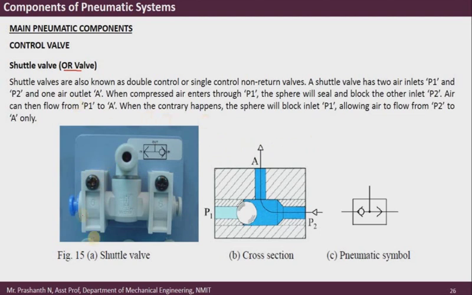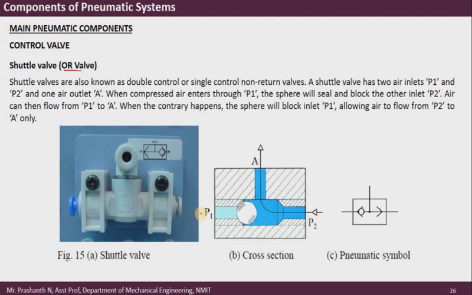In this case, the physical appearance of the shuttle valve looks something like this. You can see here, you have three ports: two input ports, which you can see here, and then one output port. If you look into this cross section, if I apply the pressure P2, then obviously the ball will be pushed against the other side of the port, and the air will easily pass towards the actuating port or the output.